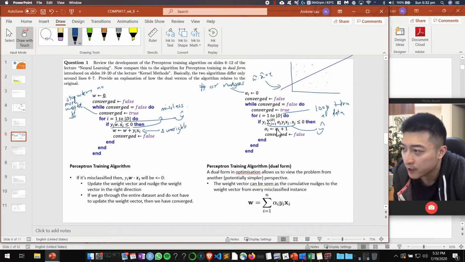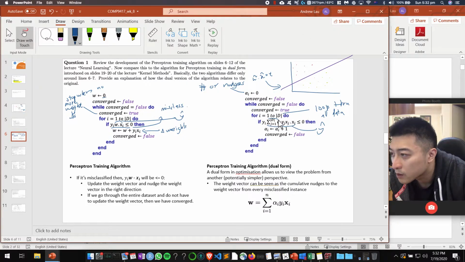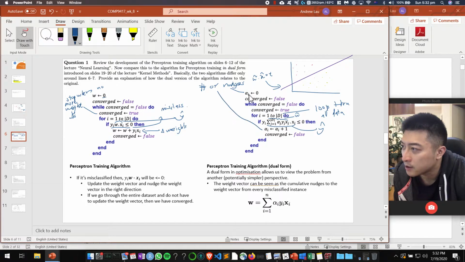So what is this predicted value? These are the weights, right? Your weights multiplied by your x. And so what happens is you go through the data set, and this alpha keeps track of the number of nudges that you need. Okay, so hopefully you can sort of see how these are equivalent, right?